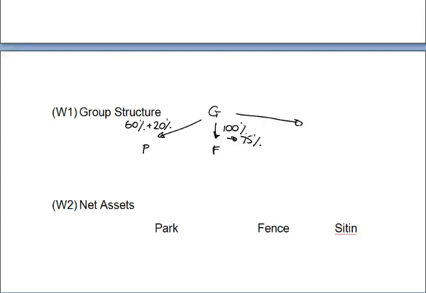And if we inspect the question, we also have another investment called Sitin, and we did have 100% of Sitin, but we sold 60%. So Sitin became an associate, and that sale was on the last day of the year.